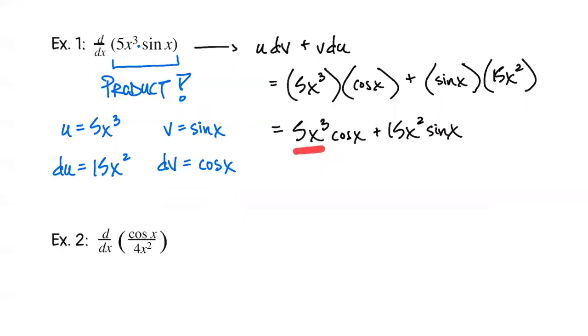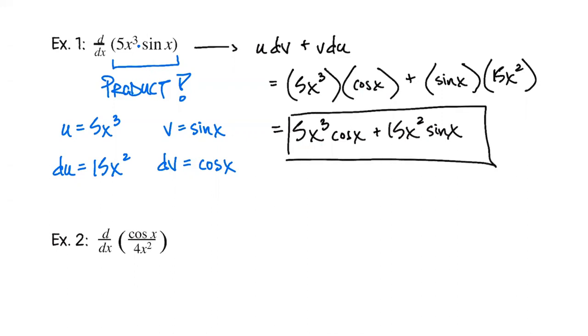I know that we could take out a 5x squared. You don't have to do that, okay? You can leave your answer as is, all right?